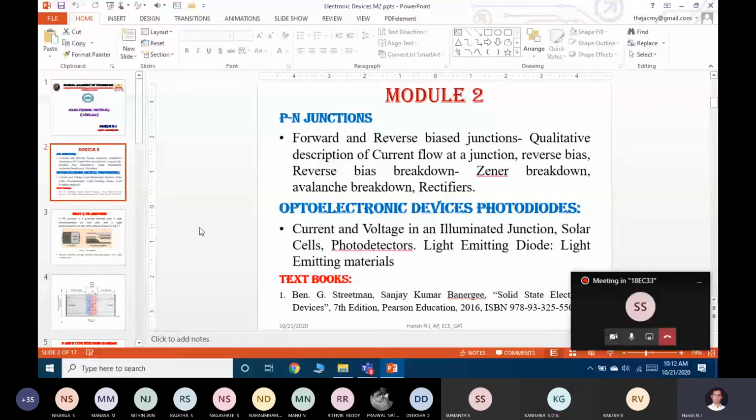The PN junction diode can be stated as a two terminal unidirectional device. One is P type, the other one is N type, or the sandwiching of P and N we call a PN junction diode. Okay, that is okay. Then coming to the forward bias and reverse bias.